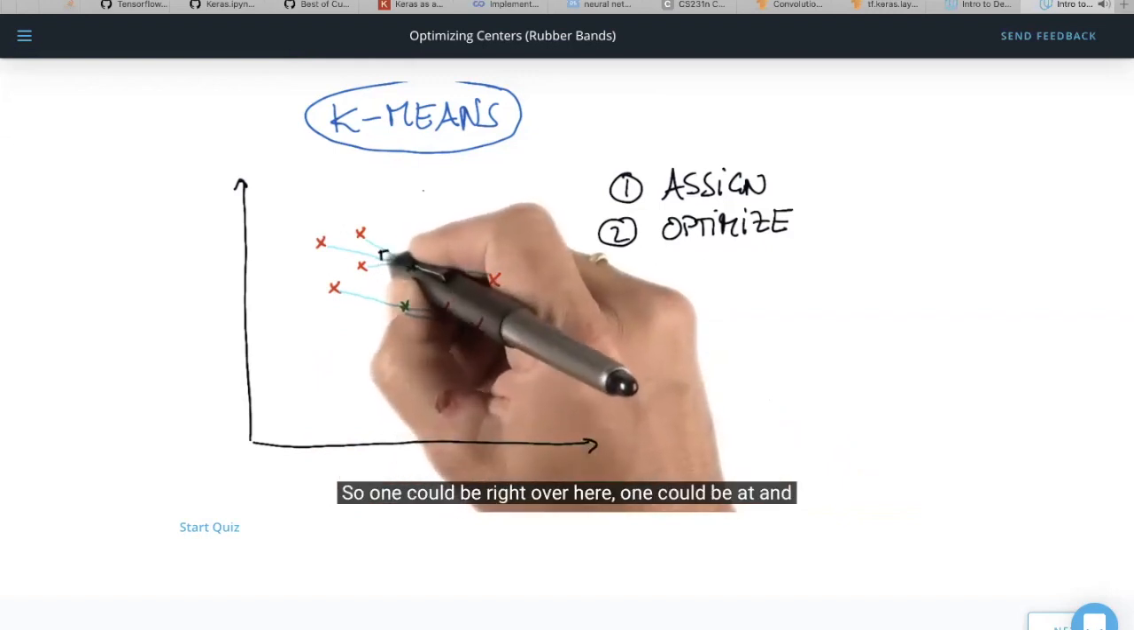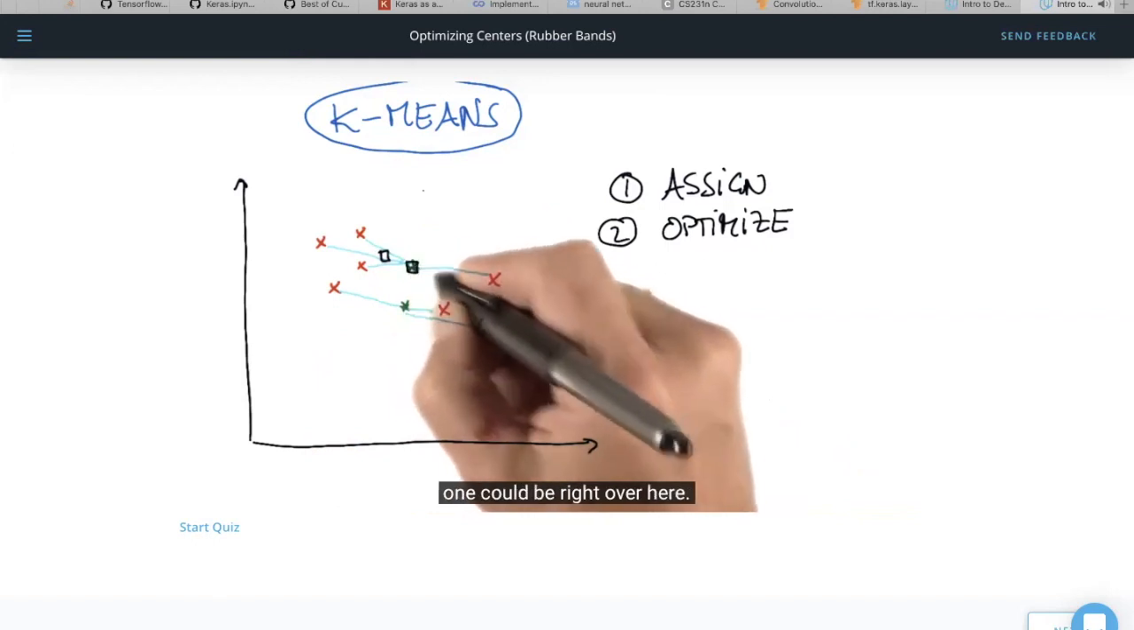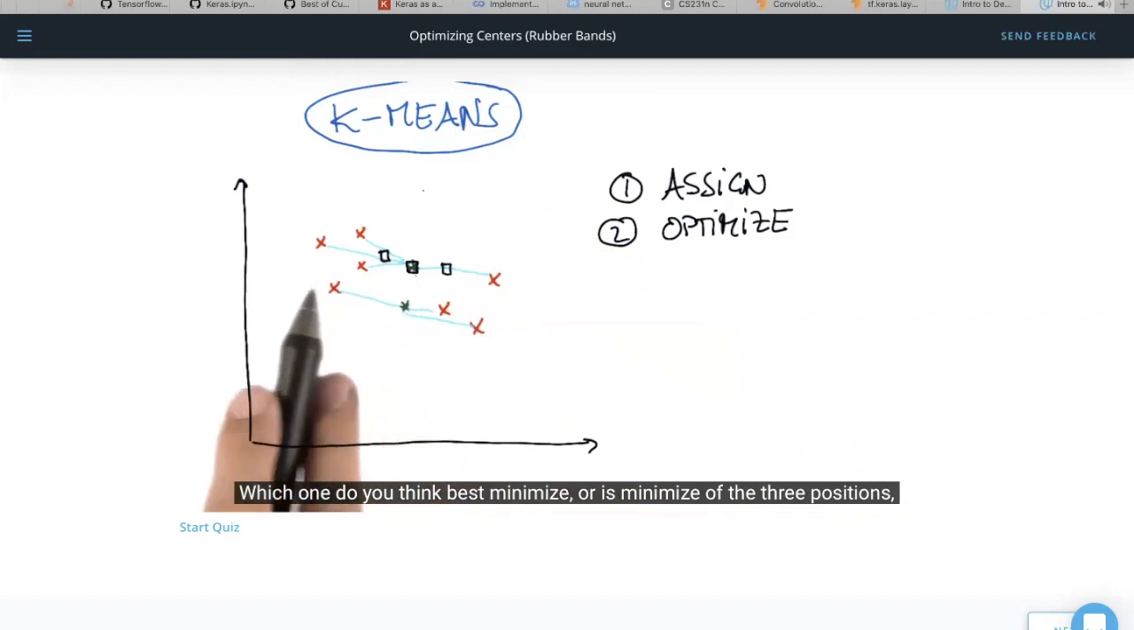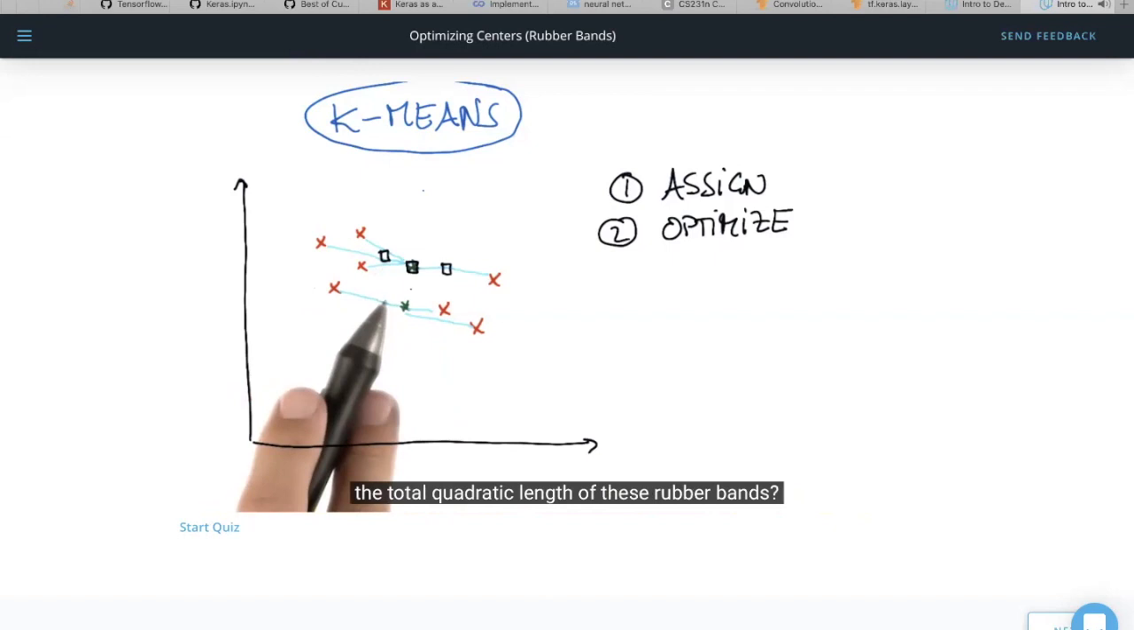So one could be right over here. One could be it stays where it is. And one could be right over here. Which one do you think best minimizes the total quadratic length of these rubber bands?